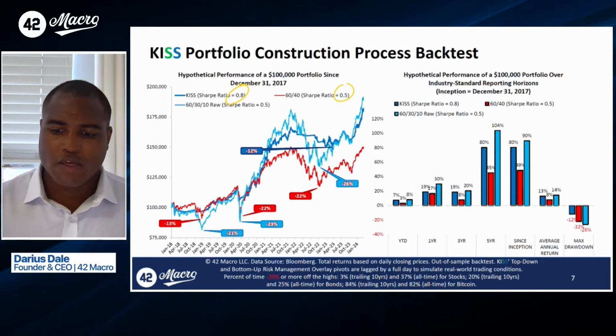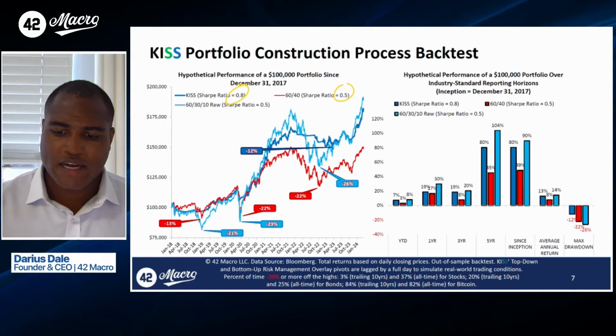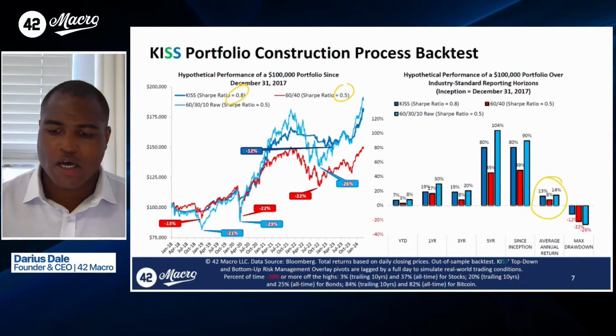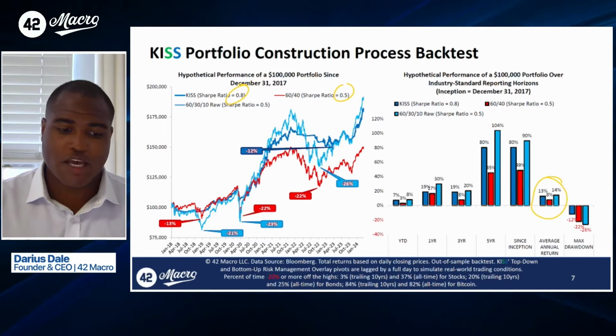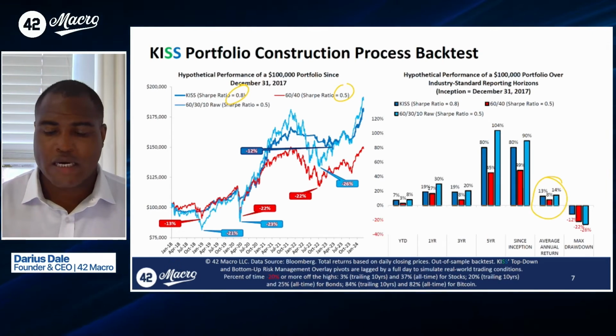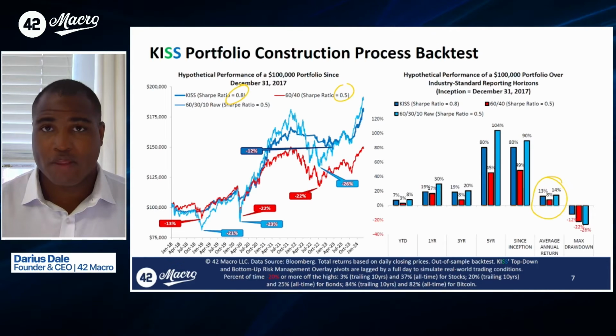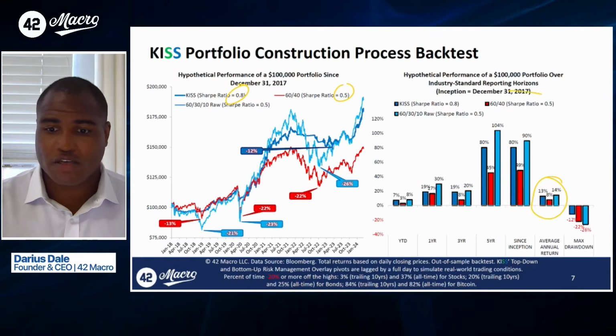So the key takeaway from here is that KISS has an average annual return of about 13%, which compares very favorably to 60-40's average annual return of 8% over the life of this out-of-sample backtest, which again begins at the beginning of 2018. That's obviously outperforming the thing we want it to outperform, which is the 60-40 portfolio.